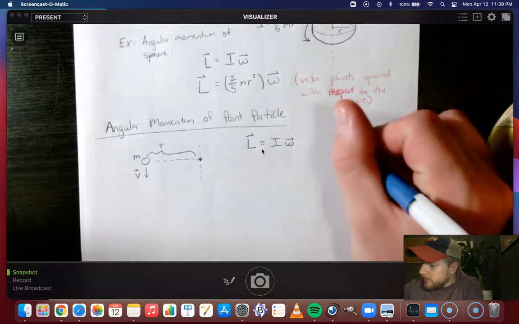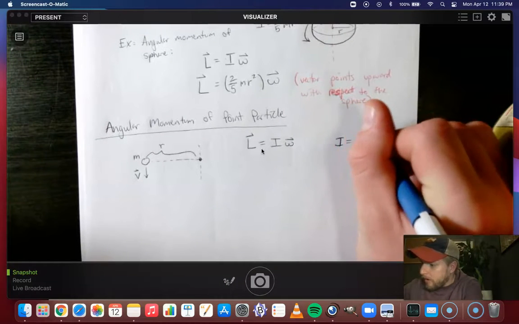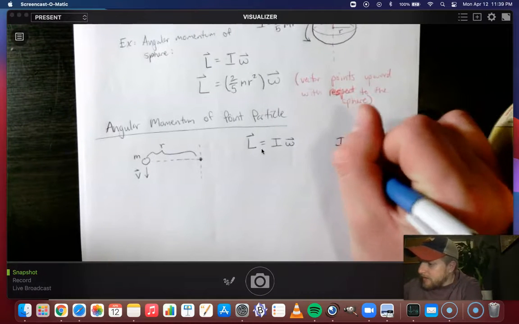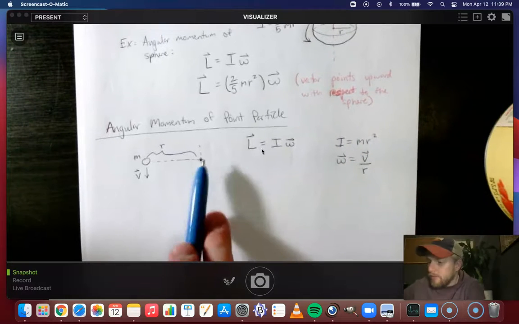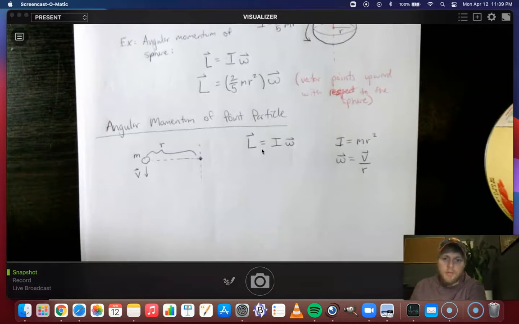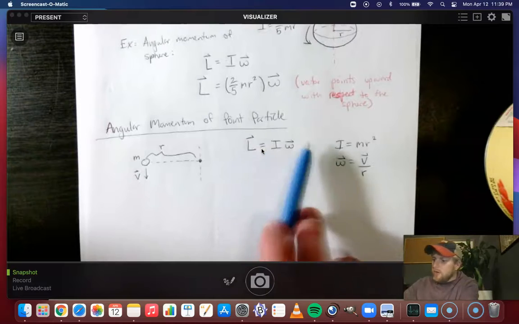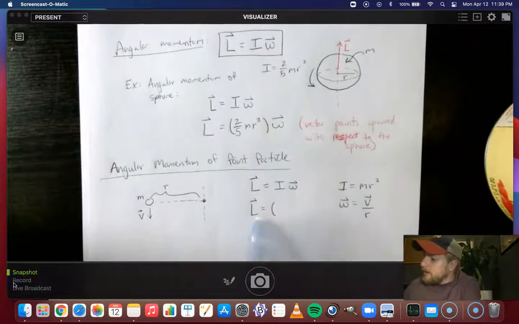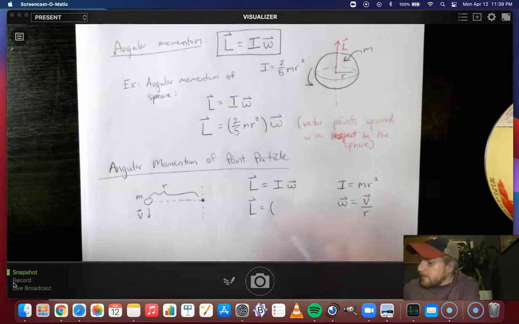Now, we have to remind ourselves that the definition of moment of inertia for a particle is just mr squared. And we also need to remember that the definition of angular velocity is velocity divided by the radius, or the distance rather, from the point that we are talking about. So if we plug all of that in, we should get a formula for the angular momentum of an object. Notice that I'm just using the base equation that we developed a moment ago. So if I plug in the definition of moment of inertia for an object with mass a distance r from the center, it's just mr squared.